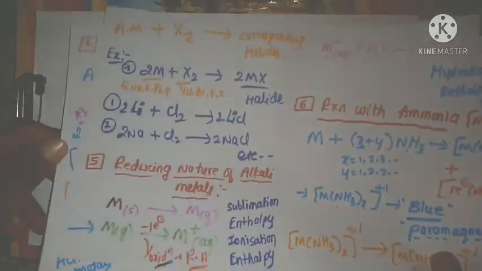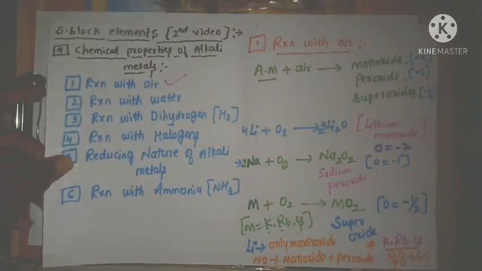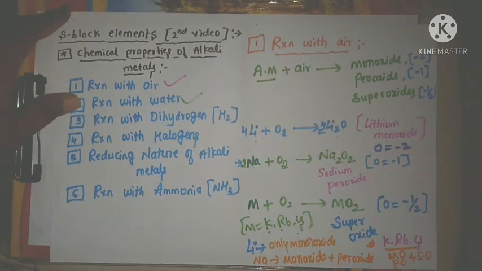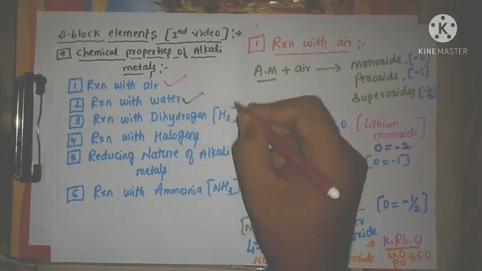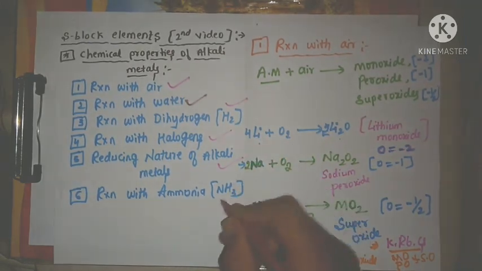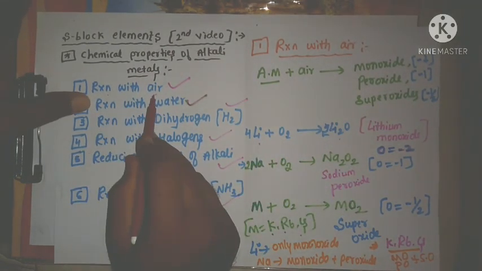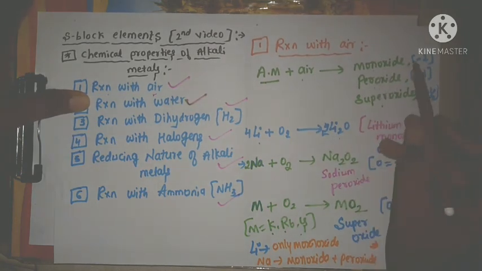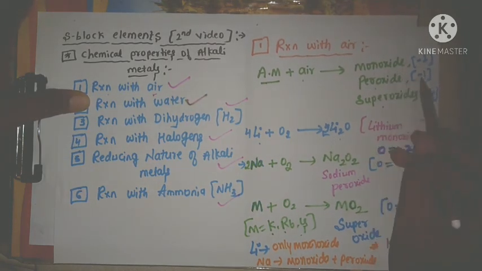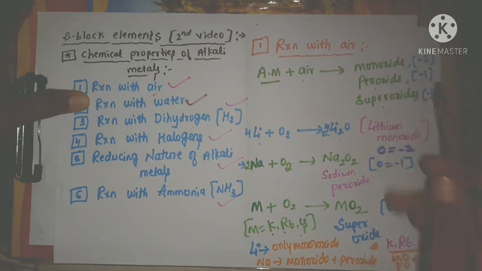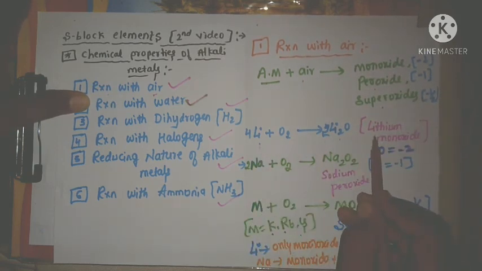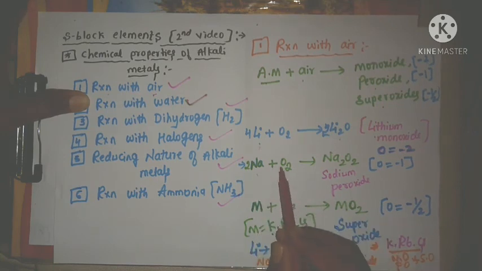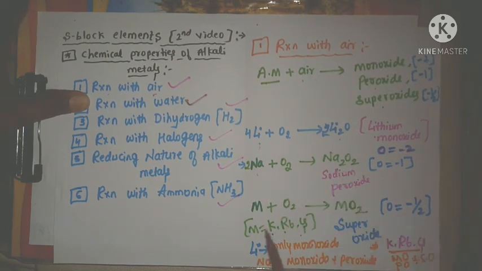Now just check what we have discussed today. Here we have started, all are finished. Reaction with air over, water over, dihydrogen over, halogens over, alkali metals over, ammonia. Reaction with air: when alkali metals react with air, they can form monoxide, peroxide, superoxide. The oxidation number of oxygen is -2 in monoxide, -1 in peroxide, -1/2 in superoxide. Lithium forms only monoxide. Sodium can form both monoxide and peroxide. Potassium, rubidium, cesium can form monoxide, peroxide, superoxides.